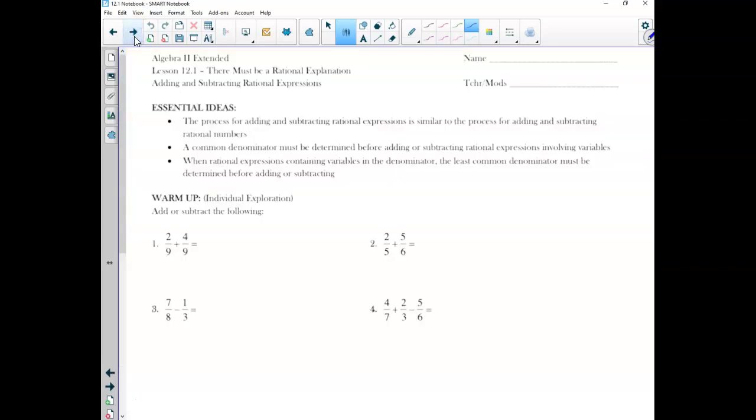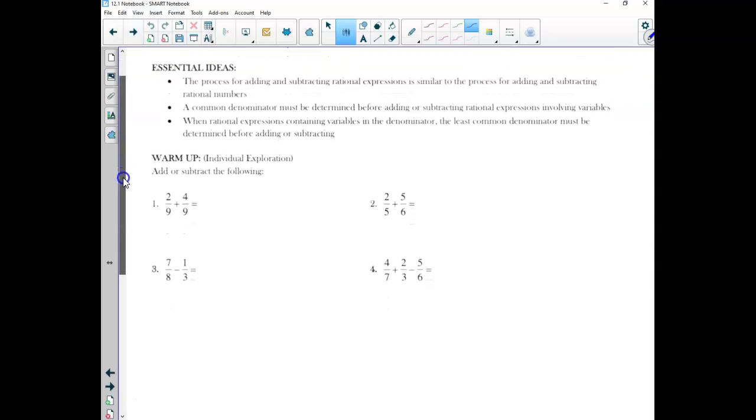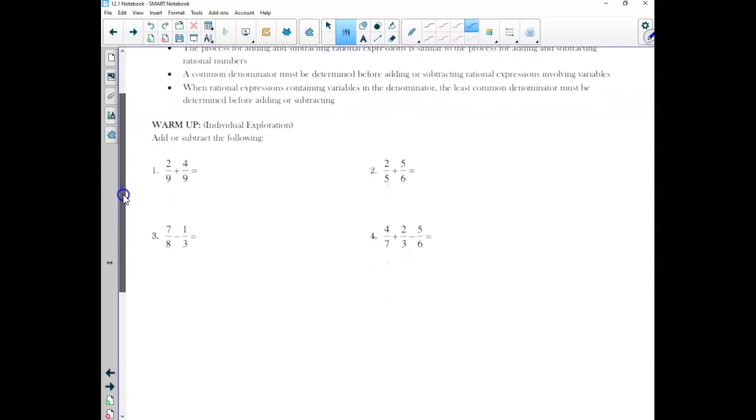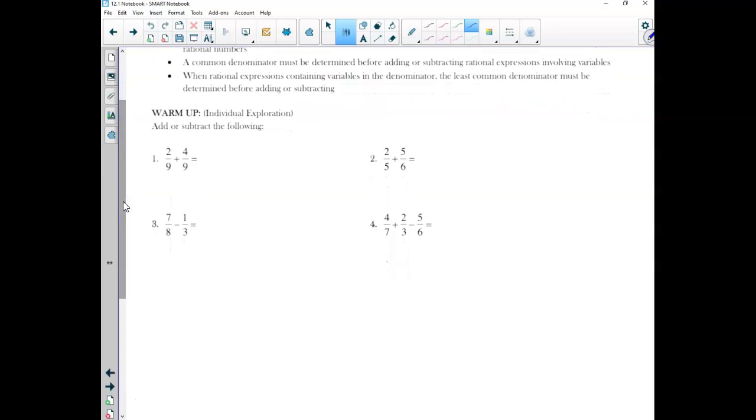So let's get rolling. Why don't you just hit pause here and, without a calculator, add and subtract the following fractions. For instance, number one, I'll do the hard one for you. Because my denominators are already common, all I need to do is add 2 plus 4 to get 6, and then I must reduce 6 over 9. There's a common factor of 3, which gives me 2/3.